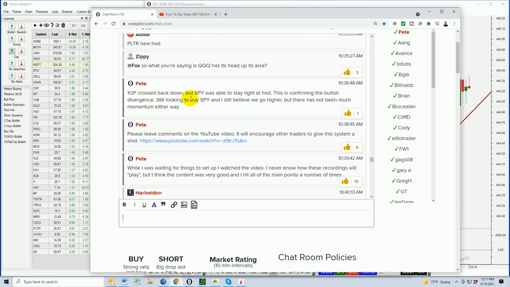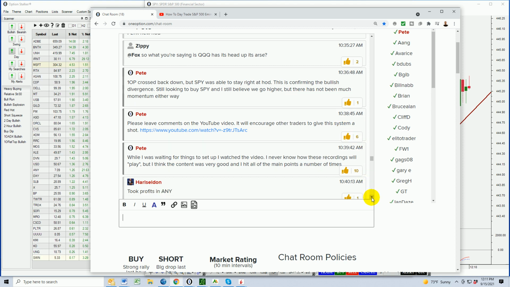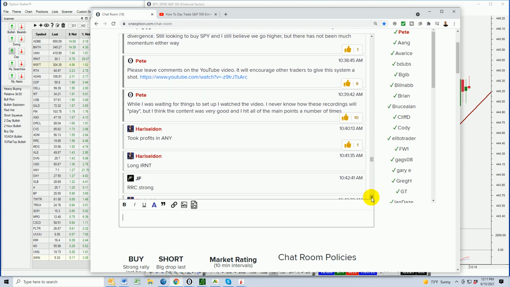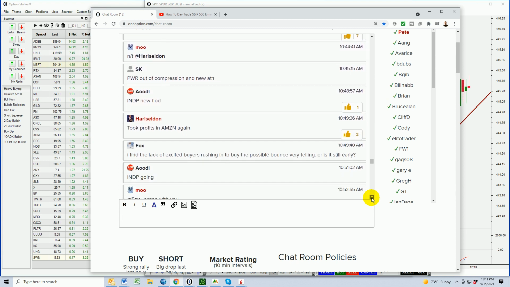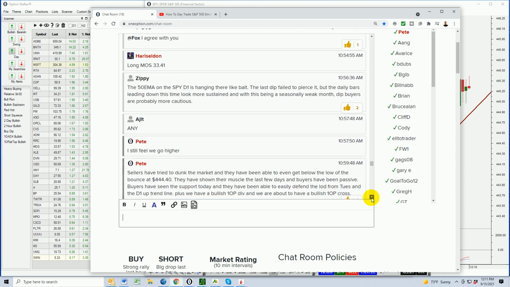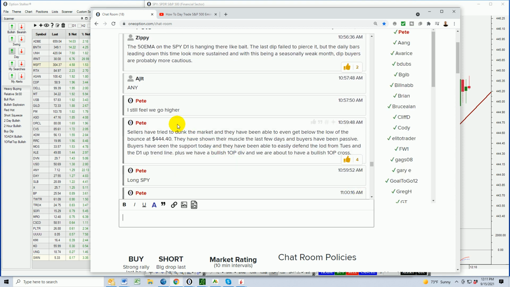There's the cross back down. SPY is still able to stay right at the high of the day, so it's compressing right at the high of the day. This is confirming the bullish divergence. Still looking to buy SPY, so I'm still scaling in. I'm expecting it to go higher. And now I'm going to continue to go down, and you will see still feel we go higher.